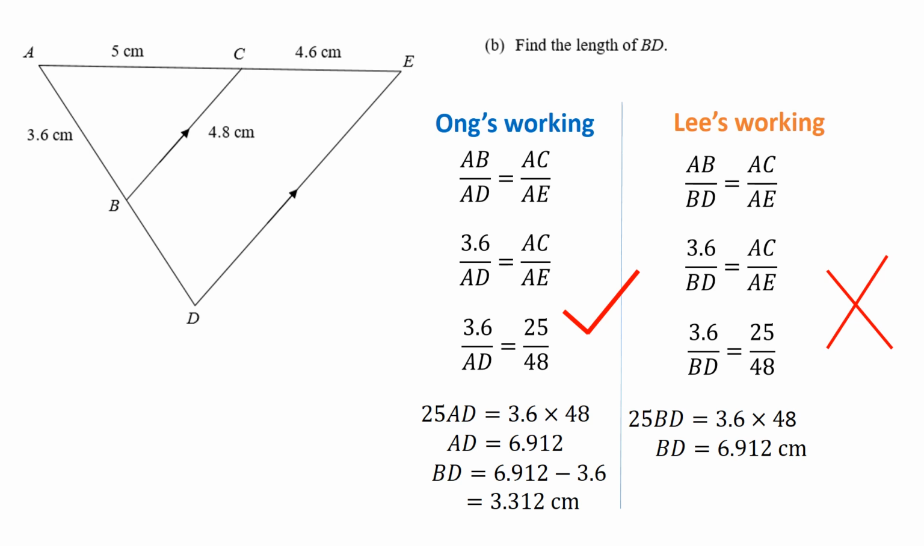on the left hand side. And then on the right hand side, you actually compare the ratio of AC over AE. The right hand side is correct, but the left hand side is wrong. So if you want to compare the ratio of the corresponding sides of the triangles, you must remember you have to compare the sides of a triangle, not the partial side. Okay, so in this case, Mr. Ong's working is correct. He compared AB with AD and AC with AE.